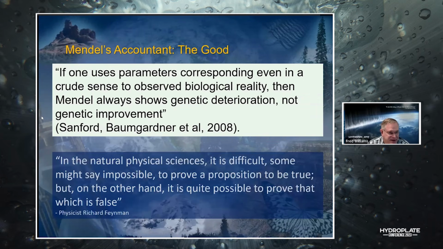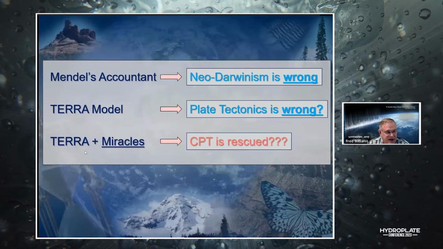And so this is something physicist Richard Feynman said that has a lot of truth to it. In the natural physical sciences, it is difficult, some might say impossible, to prove a proposition to be true. But on the other hand, it is quite possible to prove that which is false. So what Baumgartner and Sanford achieved here was Mendel's accountant. This model shows it's pretty useful, and another nail in the coffin as to why neo-Darwinism is wrong.